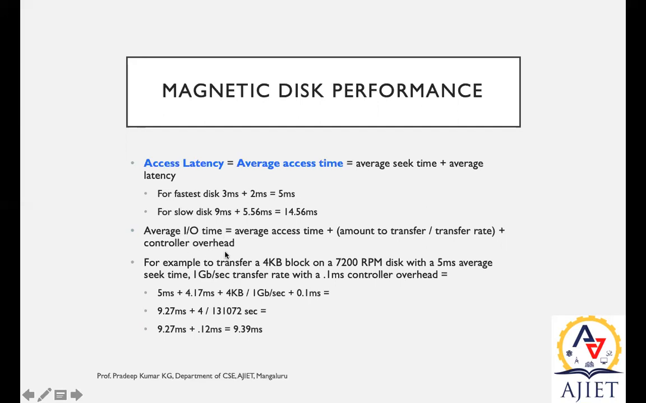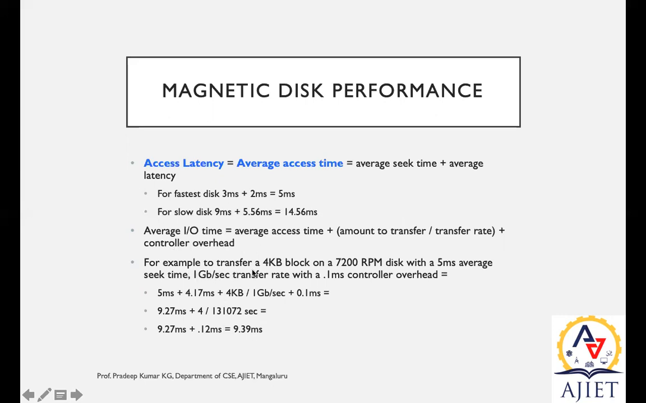So this average IO time is nothing but average access time plus the amount to transfer divided by the transfer rate, plus controller overhead. Total amount to transfer divided by transfer rate plus controller overhead. So we'll see a small example over here.